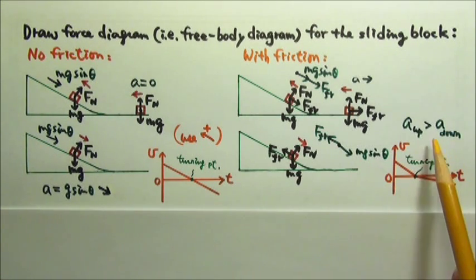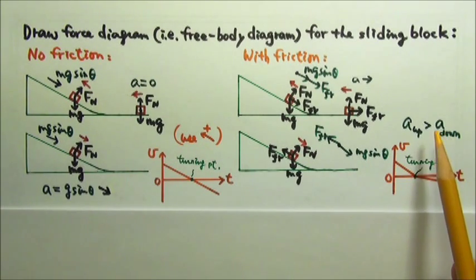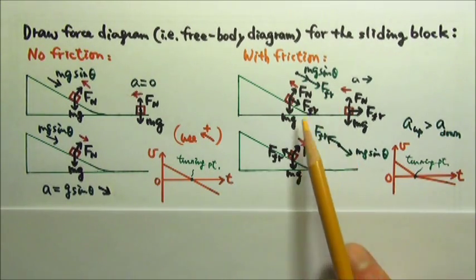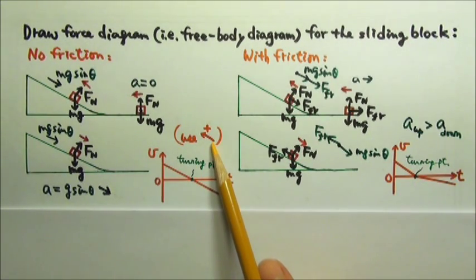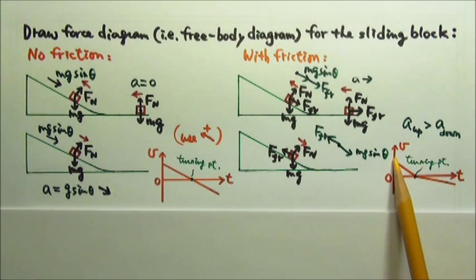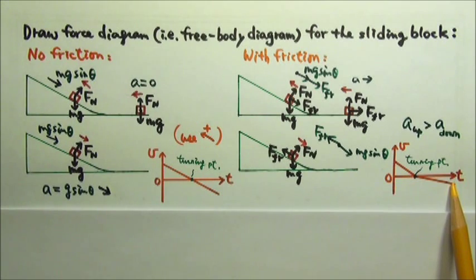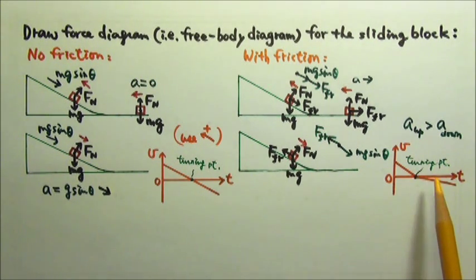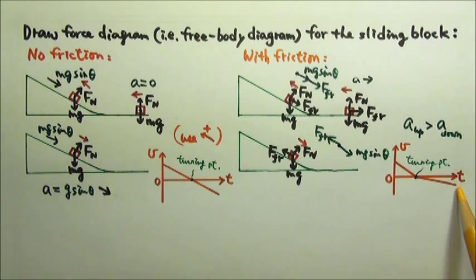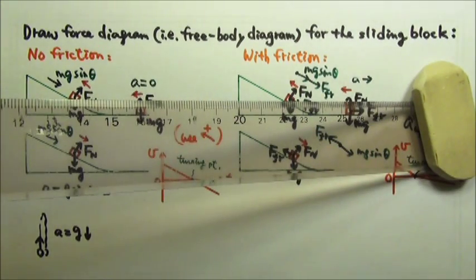Just to clarify, when I wrote this, I was comparing the magnitude of the accelerations. Since both accelerations are down the incline, they are negative in this coordinate system, meaning this acceleration, this slope, is more negative than that. And when there is friction, it would take less time for it to get to the maximum height, but it will take longer for it to come back down. And it takes more time for this eraser to slide back down.